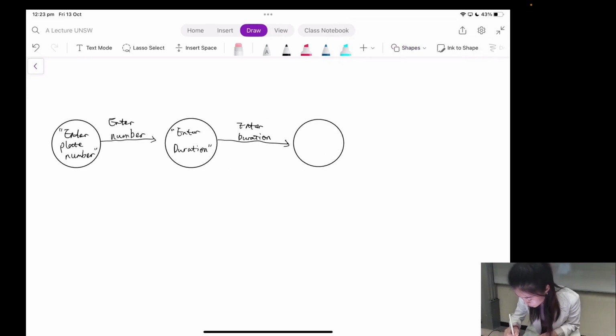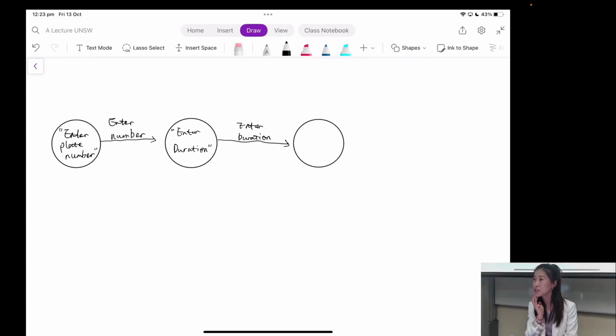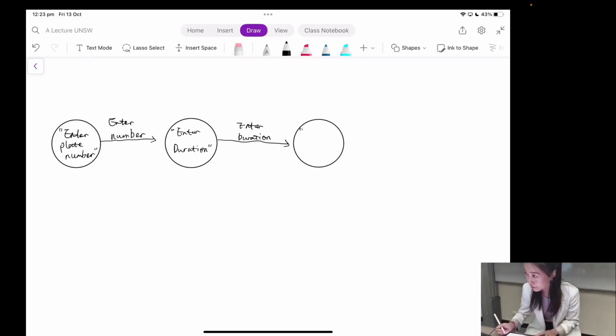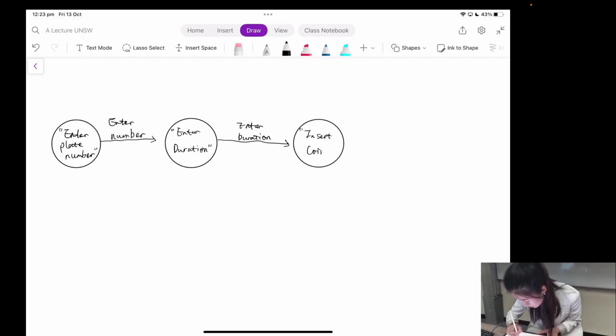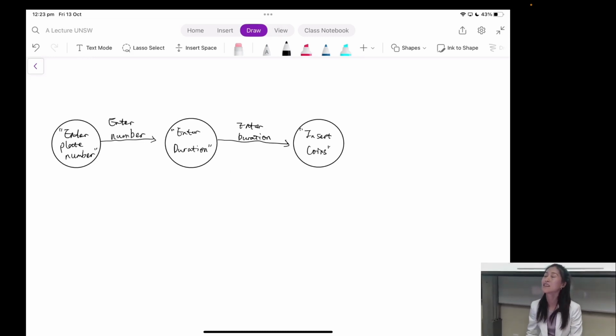The parking meter will transit to another state, which is asking you to insert coins. You entered the plate number, you told them how long you want to park, and now the parking meter will ask you to insert coins. So what's next? You have told the parking meter your number plate and how long you want to park, and they are now asking you to insert coins.